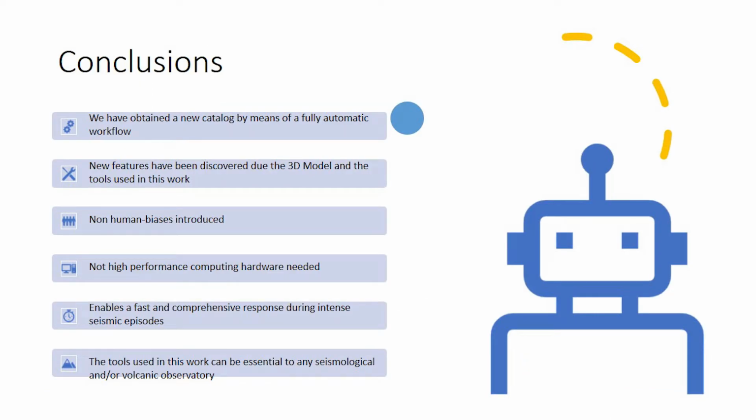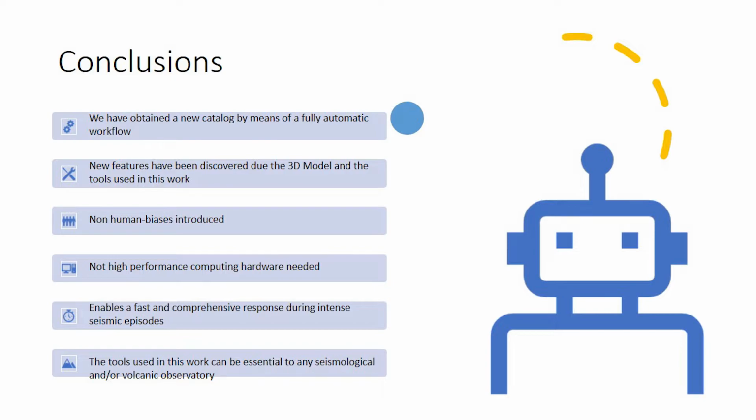Okay, and well, that's all. That's with the conclusions. We have automatically analyzed the whole week, which gave us more than 7,000 earthquakes. Fully automatically. We haven't performed any analysis by hand. These new features like the 3D model can give you a better understanding of these processes, with no human biases introduced in the phase picking of when exactly it arrives.